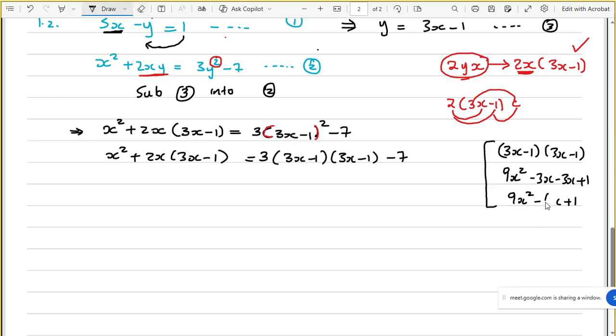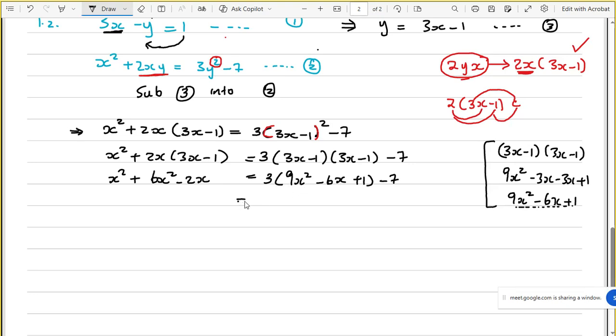Okay, so this will be minus 6x plus 1. When you look at this, you need to take all this information and multiply it by 3. So this will be 3 into 9x squared minus 6x plus 1, then you minus 7. On the other side, we still have x squared. I need to multiply everything by that 2x, which will give me 6x squared. Then we still have 2x times minus 1. So this will be minus 2x, which is equated to that.